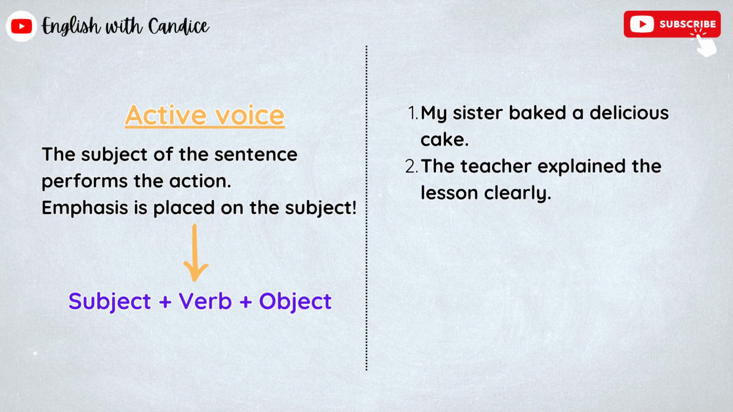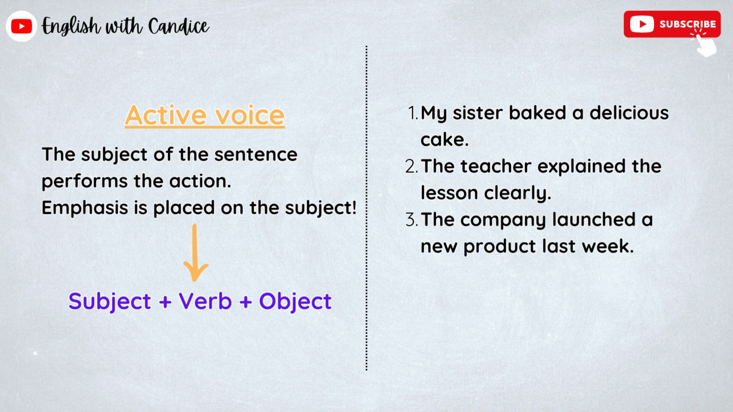The teacher explained the lesson clearly. Let's take a look at that sentence structure. So the teacher is our subject, explained is our verb, and then the lesson is the object, which is receiving the action.